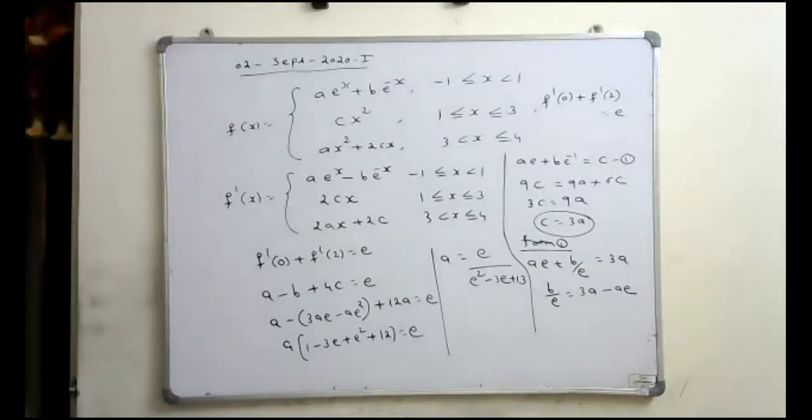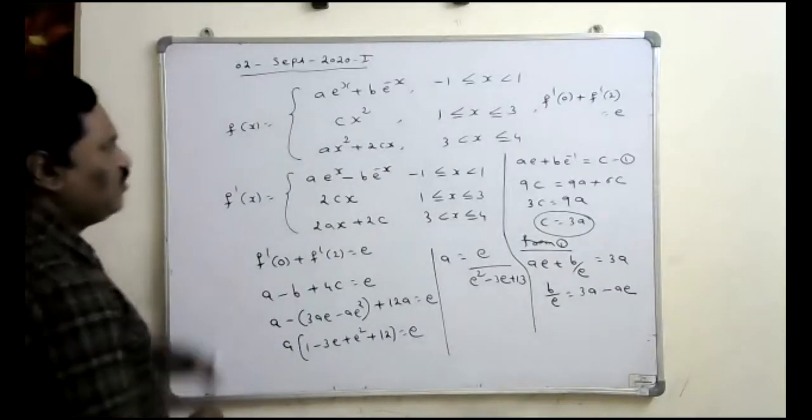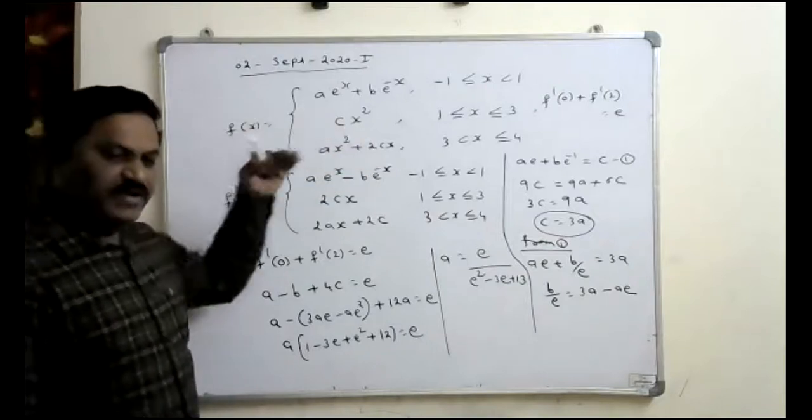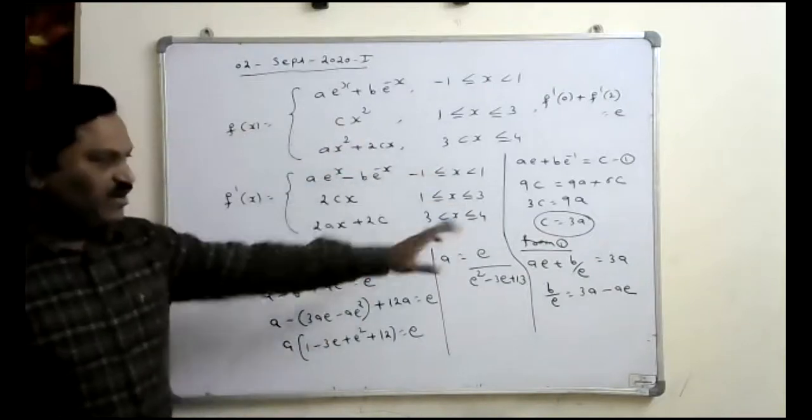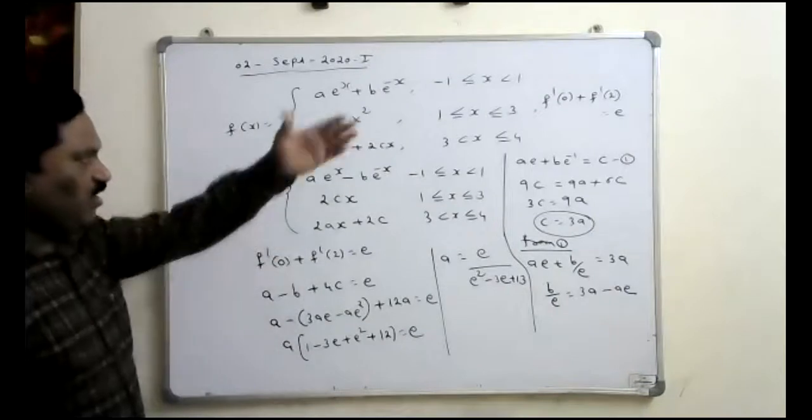Because you have to understand, whenever they have given that the function is continuous, wherever the breakings are there, at that point we have to equate the left hand limit and right hand limit, then we get that relation. Then we have to use this condition.